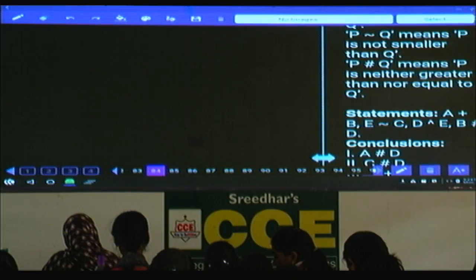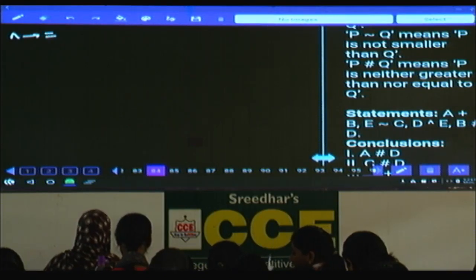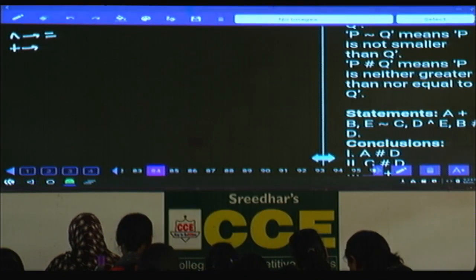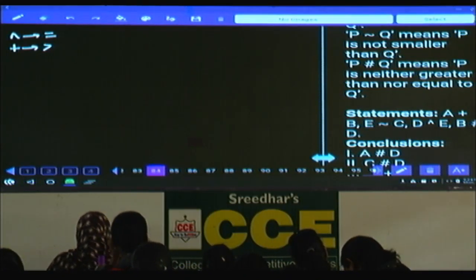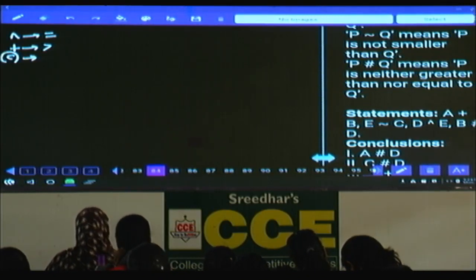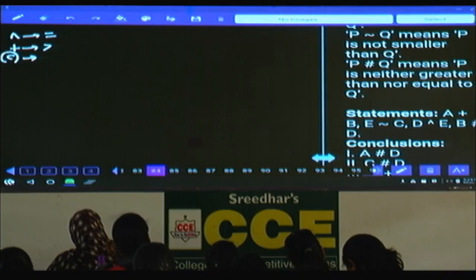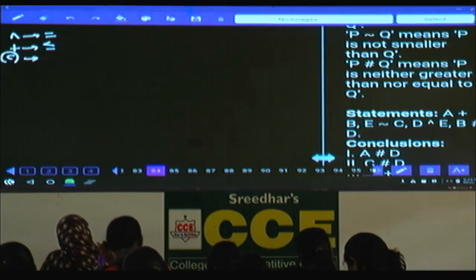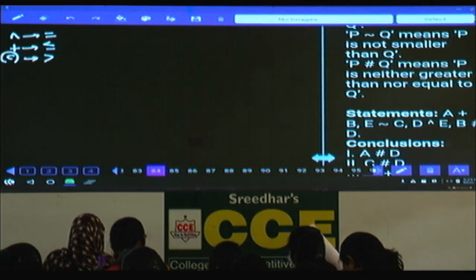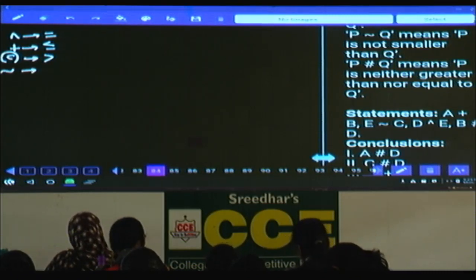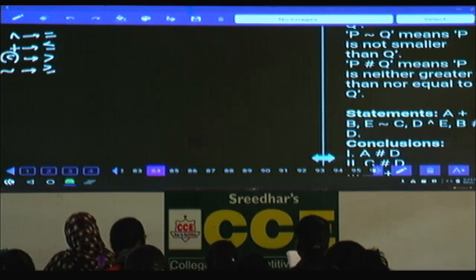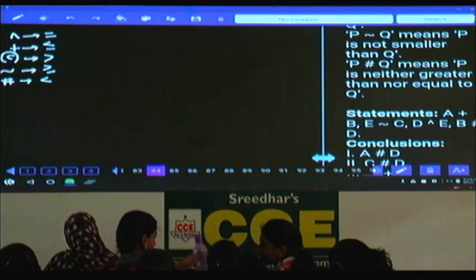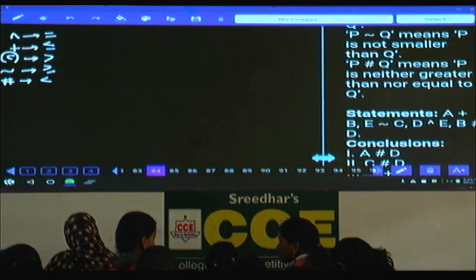It is based on coded inequalities. First we need to decode the given data. This symbol stands for neither greater than nor smaller than, that is equals to. Plus stands for not greater than, that means lesser than or equals to. Copyright stands for neither smaller nor equal, that is greater than. This symbol stands for not smaller than, that means greater than or equals to. And this hash stands for neither greater nor equal to, so it must be lesser than. These are the 5 symbols we have: greater than, lesser than, greater than or equals to, lesser than or equals to, and equals to.